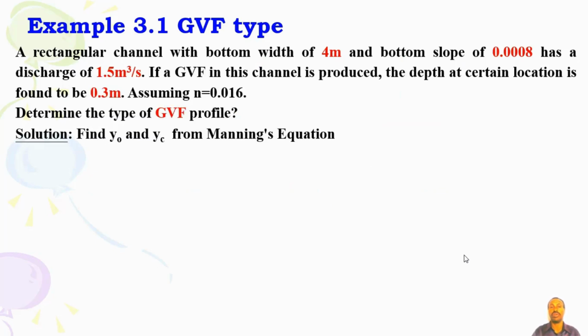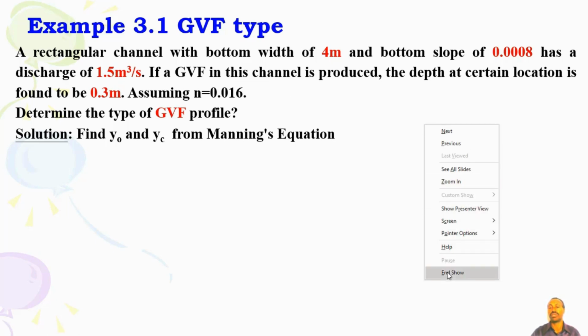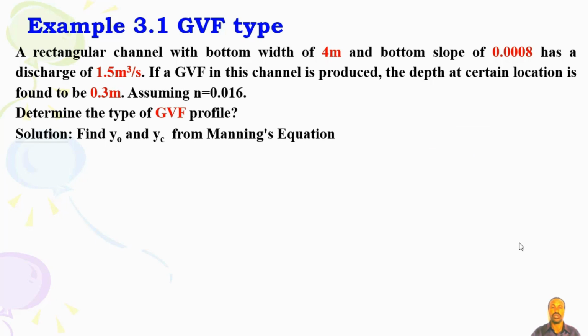Example 3.1: GVF type profile. A rectangular channel with a bottom width of 4 meters and a bottom slope of 0.008 has a discharge of 1.5 meter cube per second. If a GVF in this channel is produced, with the depth at a certain location being 0.3, assuming Manning roughness given as 0.016, then determine the type of GVF profile. So you are going to determine what type of gradually varied profile.